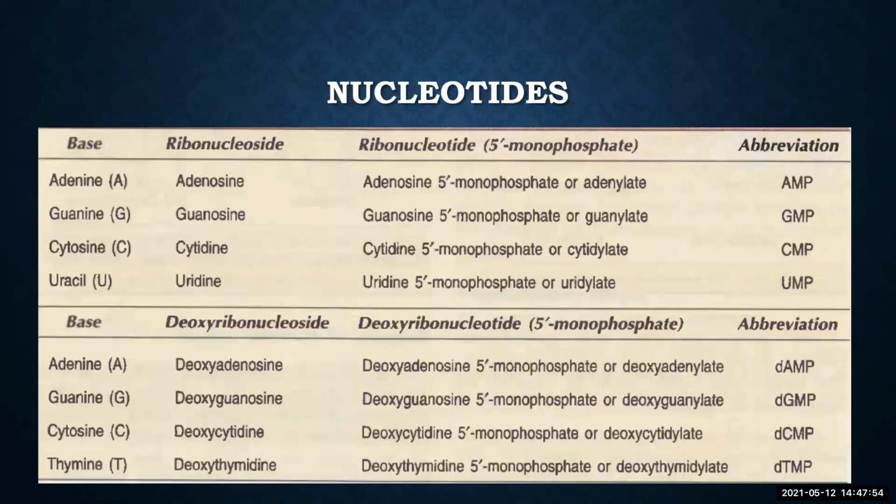Here you can see different nitrogenous bases in the left column. In the middle is the nucleoside name, the third column is the nucleotide, and at the end the abbreviation is given. So using the rules, we have to name them.